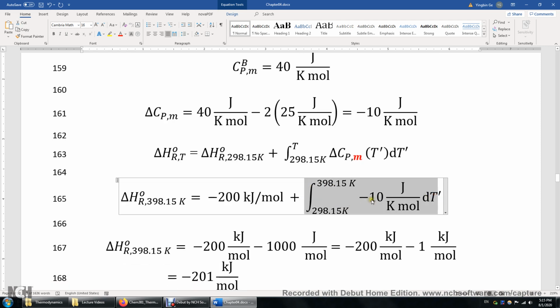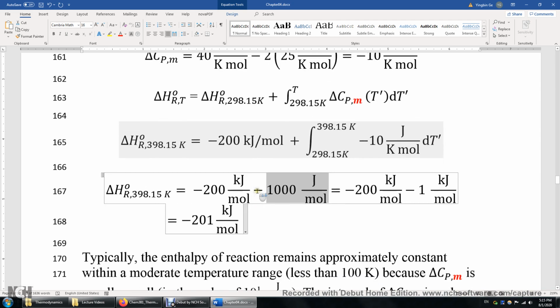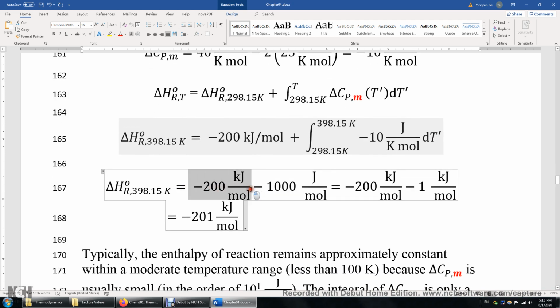You're going to have negative 10 times 100 K. All right, that's just negative 1,000 joule per mole. However, this reaction enthalpy is in kilojoule per mole, so we need to pay attention to the conversion. Together, it's going to be negative 201 kilojoule per mole.